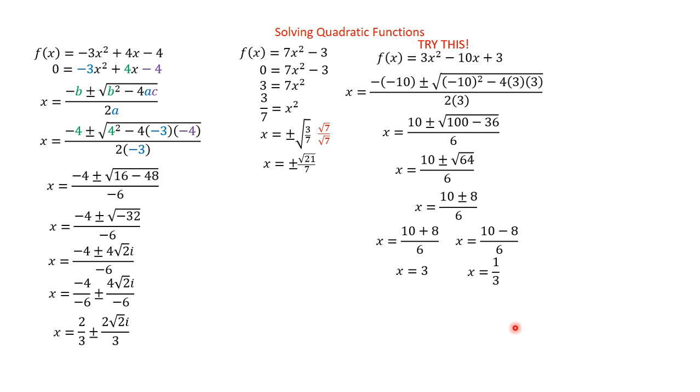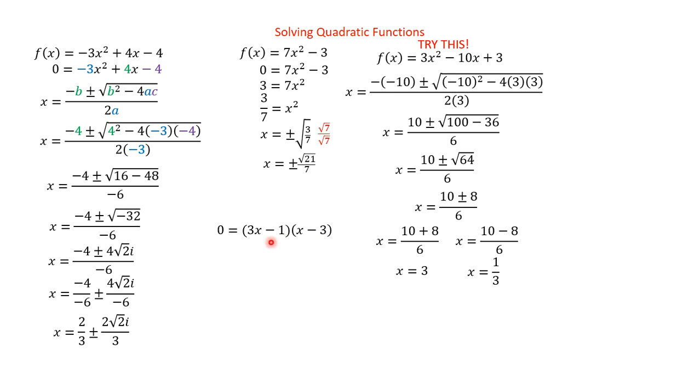And notice, hey, it came out nice. That means we should have been able to factor this. Yeah. This factors into 3x minus 1 and x minus 3. Because 3x times x is 3x squared. Then 3x times negative 3, that's minus 9x. Minus another x is minus 10x. And then negative 1 times negative 3 is 3.